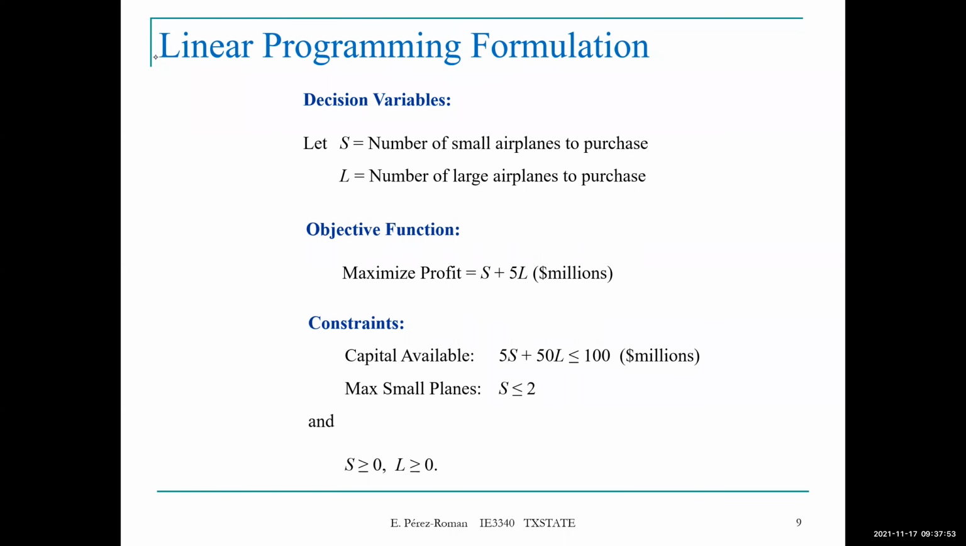So we know we spend 5 million in small airplanes, 50 in large airplanes. So the summation of both has to be less than or equal to the amount of money that we have available. And we also have a constraint for the small airplanes. So we cannot purchase more than 2. And as we did in linear programming, most of the time we set up our decision variables, like in this case, to be greater or equal to 0, because we cannot purchase -1, -2, -3 airplanes. So our decision variables in this case will be positive.